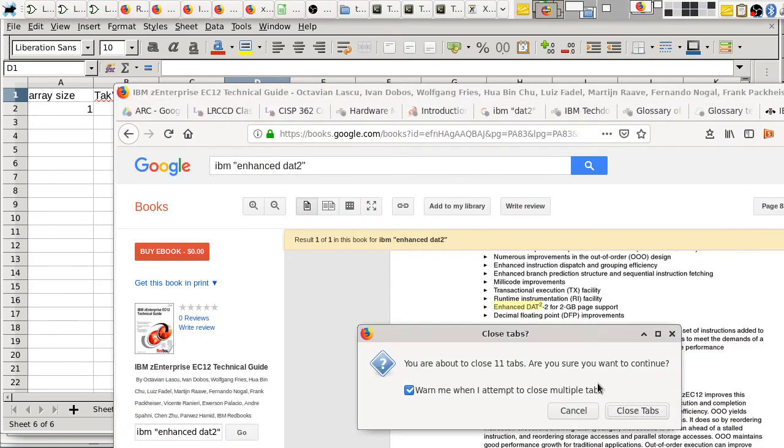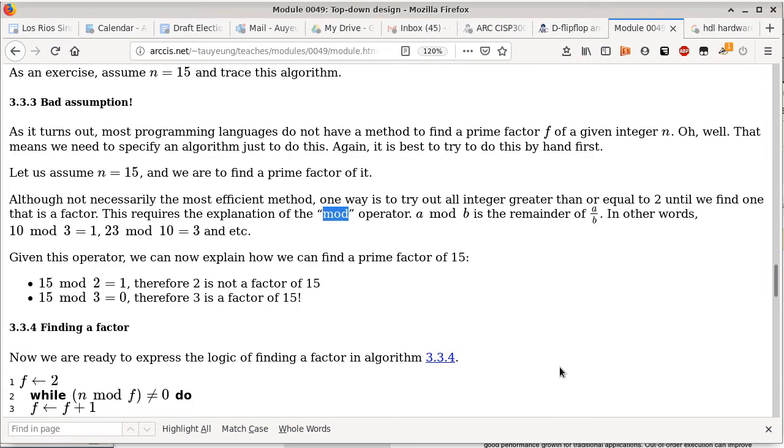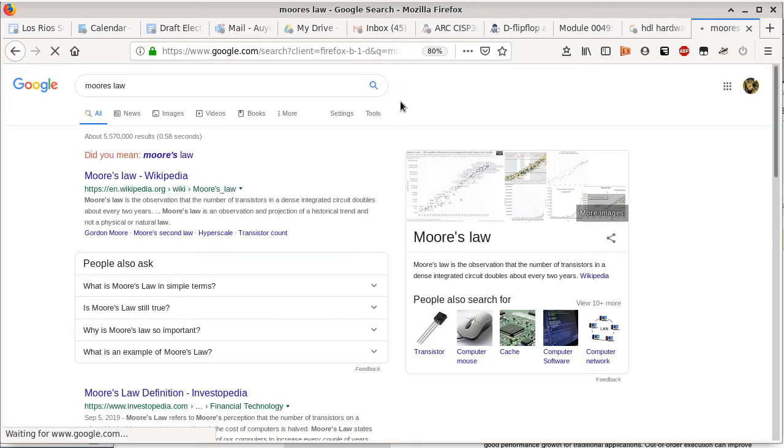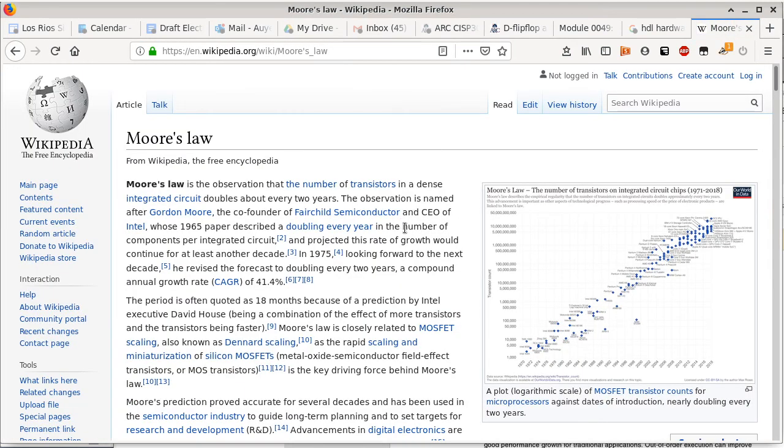Let me close. I don't want to close that, that's still useful. So we'll look up Moore's law. Moore is the name. And this is Wikipedia's entry on Moore's law. You can look through it, and we are talking about a period of 18 months. Now the question is, what is happening within those 18 months? What is doubling? It is the number of components per integrated circuit that is doubling, and the idea is that it's doubling every 18 months.